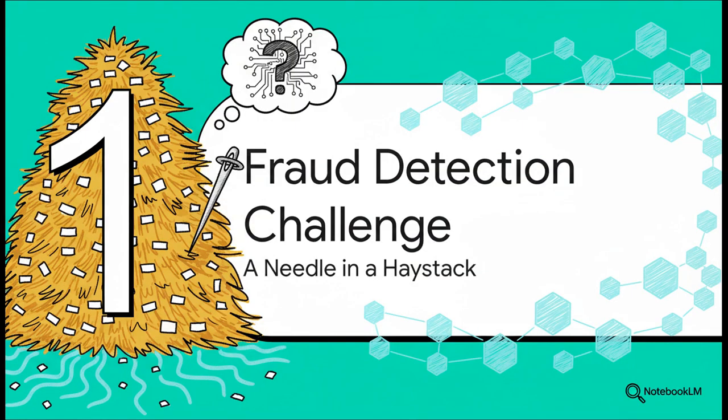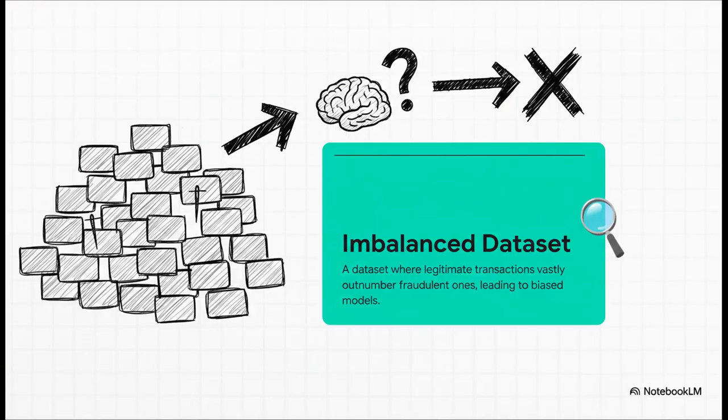See, the biggest problem for any AI trying to spot fraud is this. It is the classic needle in a haystack problem. Fraudulent charges are incredibly rare compared to the absolute mountain of perfectly normal, legitimate purchases we all make every single day. In the world of AI, this creates something called an imbalanced dataset. Just think about it. The legitimate transactions, that's our massive haystack. That's the majority class. And the fraudulent ones, those are the tiny little needles, the minority class.